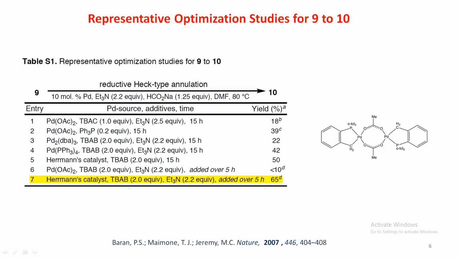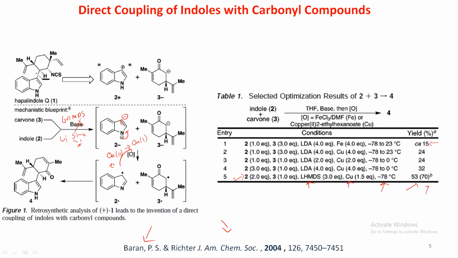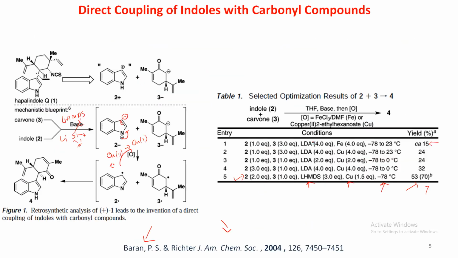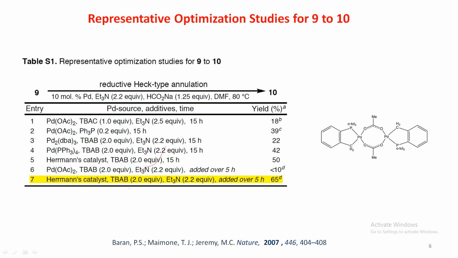Another thing is the optimization of 9 to 10, right? This particular palladium-based carbon-carbon bond formation is again well-known chemistry, but although it's well known, we need to do this type of optimization to see which condition suits best for the reaction. Here they have used Herrmann's catalyst, TBAB, triethylamine. This is actually Herrmann's catalyst.